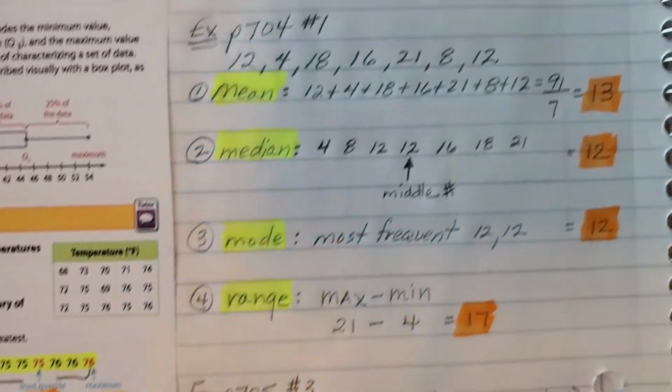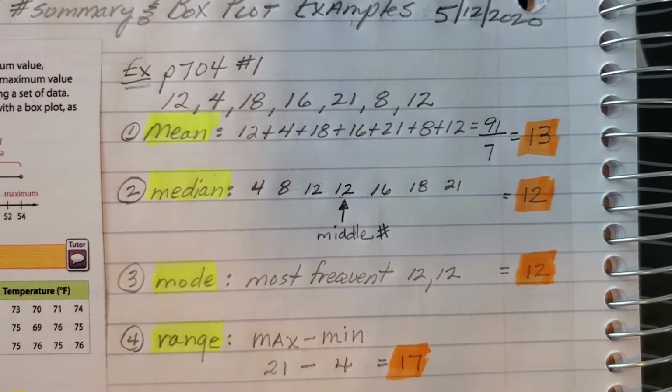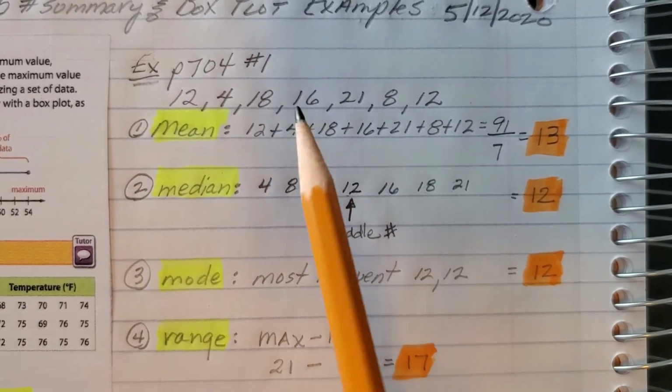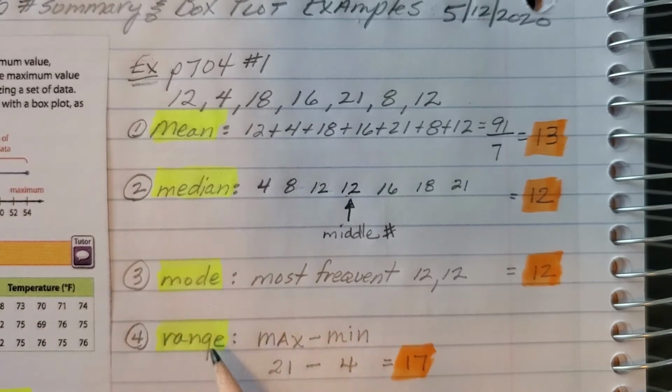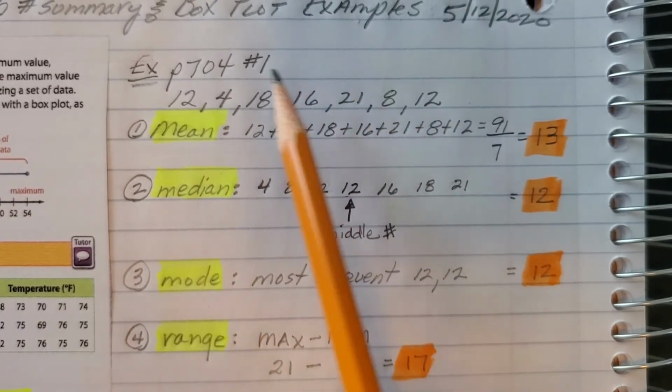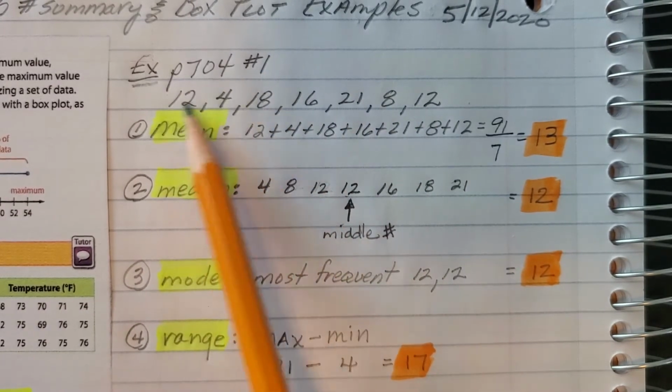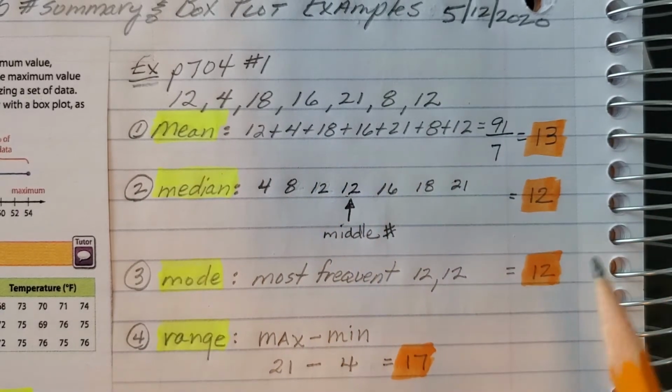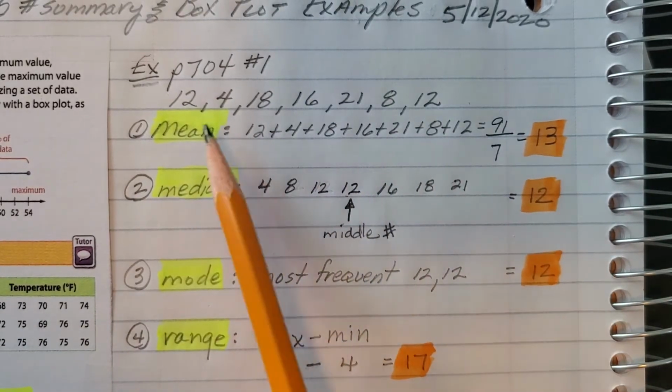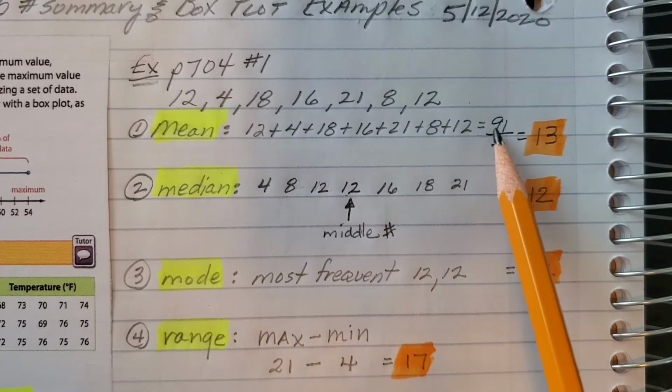All right, so let's do another example. This example helps you on page 704, number 1. Mean, median, mode, range. So here's the set of data in number 1 on page 704, which you did for homework. You can just follow through and write it all down. The mean is you add them all up, add up all the numbers.